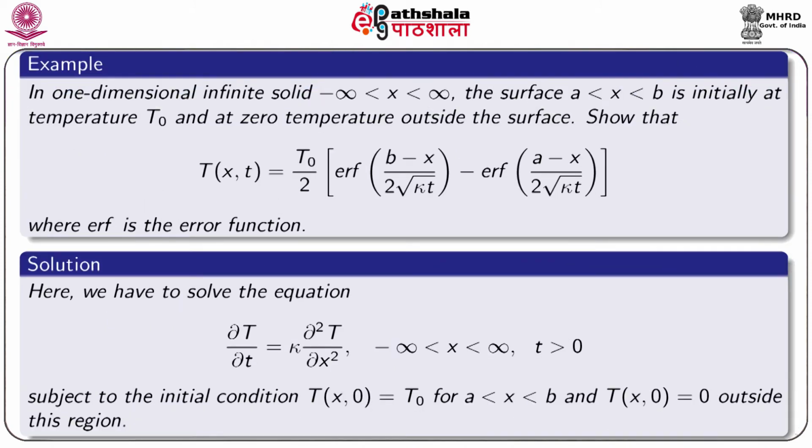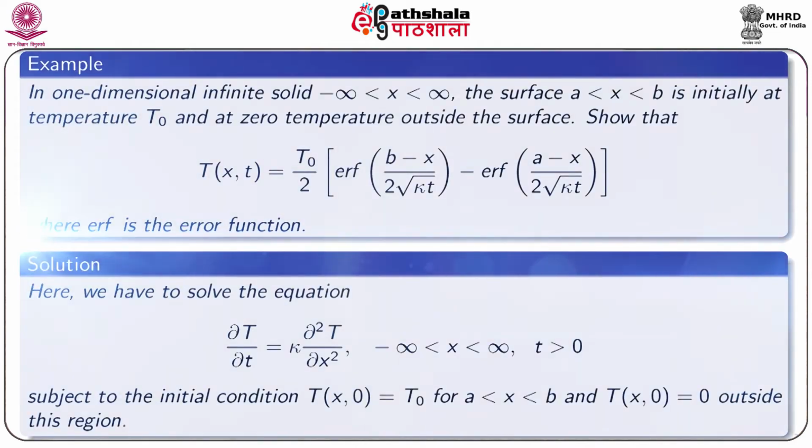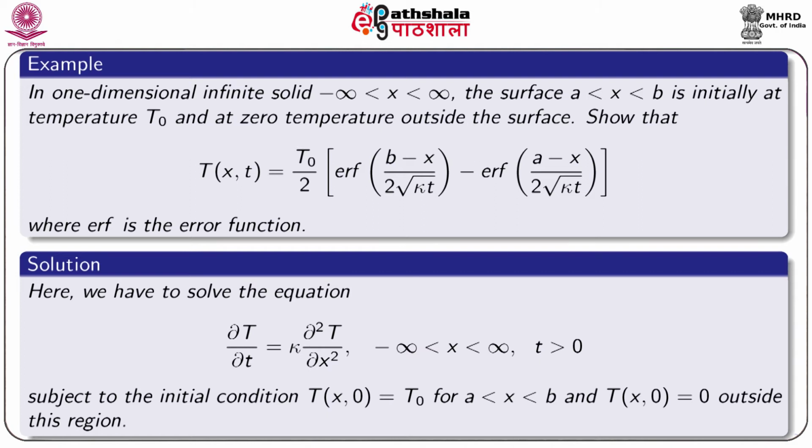Now, we shall take one example. In this example, there is a one dimensional infinite solid, and the region a less than x less than b is initially at temperature T0 and at 0 temperature outside this region. We have to show the expression for capital T which is written here, where erf is the error function.